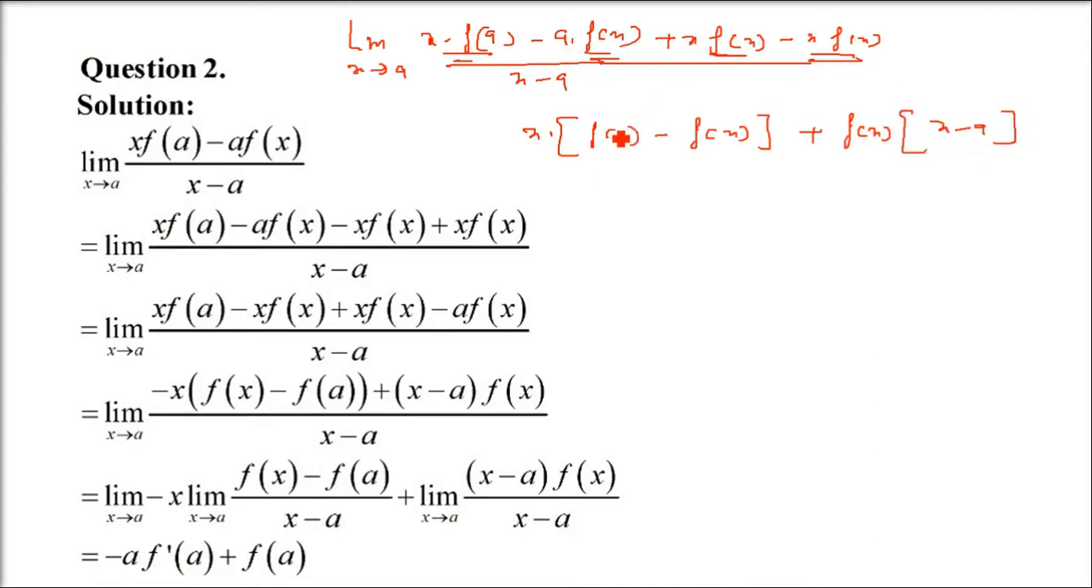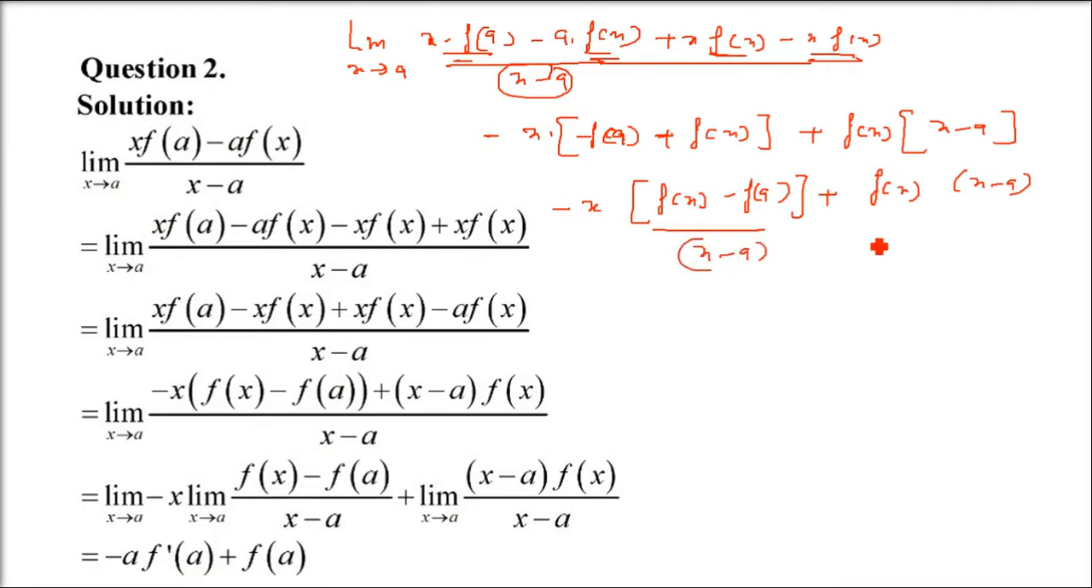Now, because f(a) is coming first, f(x) is coming later, we will just exchange it. We'll take a negative outside for the first term, and this will be plus f(x) and minus f(a). So this will be f(x) minus f(a). So minus x, f(x) minus f(a) that we wanted, and then plus f(x) into x minus a. And if you remember, x minus a is in the denominator. It was already there.